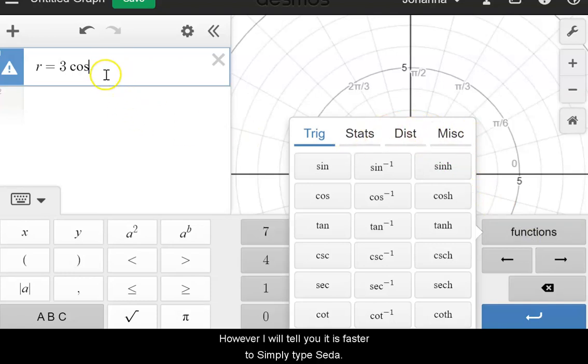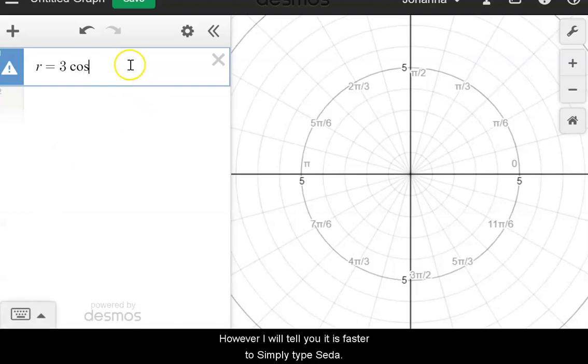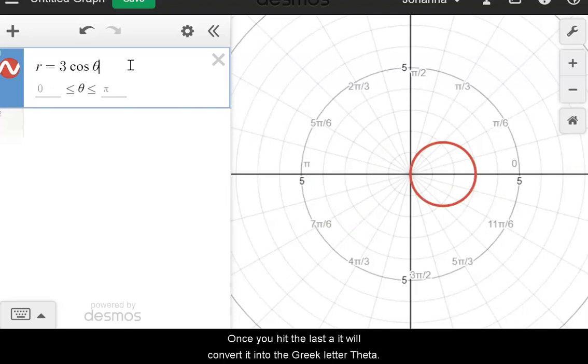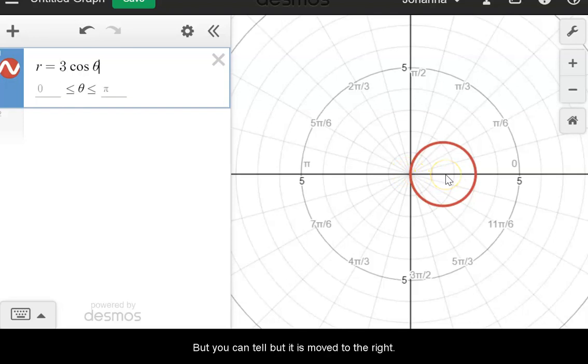However, I will tell you it is faster to simply type theta, T-H-E-T-A. Once you hit the last A, it will convert it into the Greek letter theta. You'll also notice that it immediately popped up without giving us any chance to see how it actually traced it out. But you can tell that it is moved to the right.